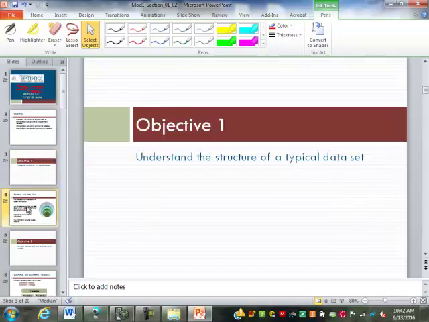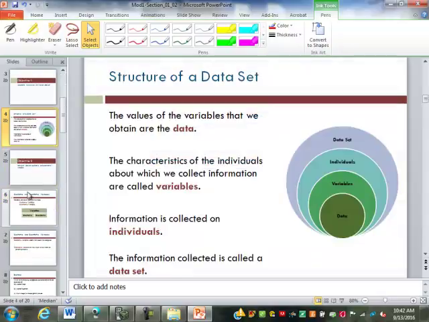Understanding the structure of a typical data set. In a typical data set, we're looking at the actual data that we draw. That data is determined by the variables that we're looking at. And those variables are determined from the individuals in the group that we're studying in our sample. And then, of course, we have the whole set of information, the data set, the set of information we've collected.